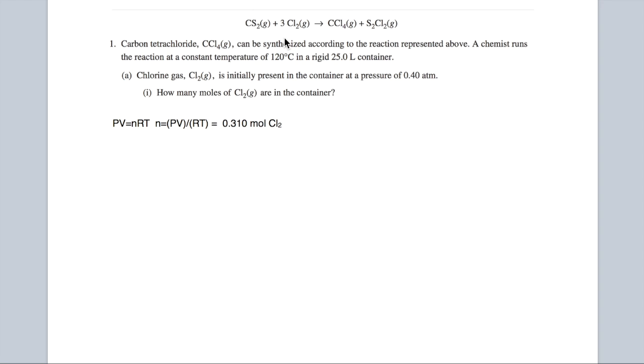So we basically just plugged in our pressure, 0.4 for P, 25 liters for V, R, of course, 0.08206, and temperature, we just added 273 to 120, which gave us 393.